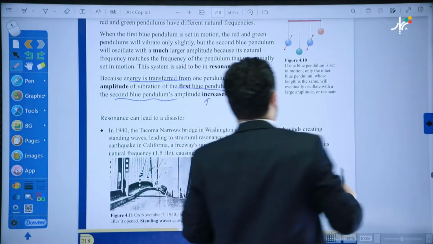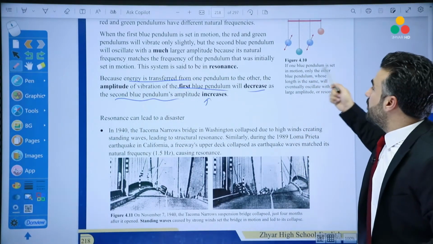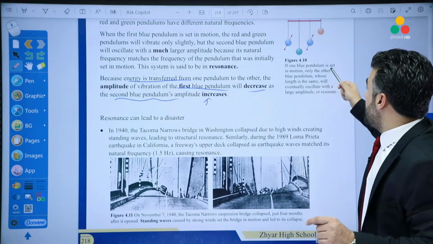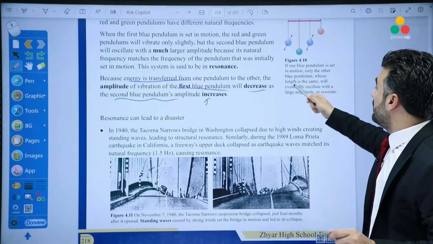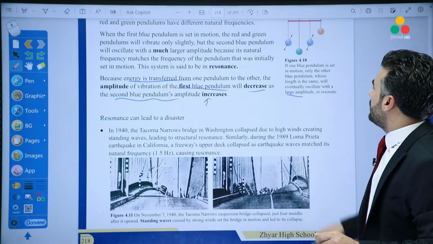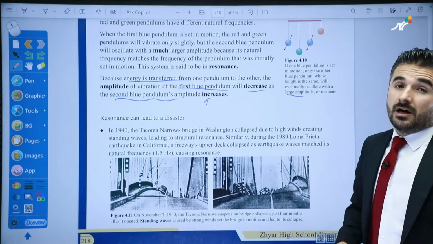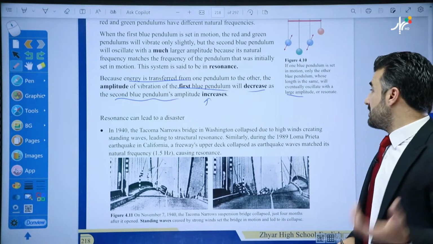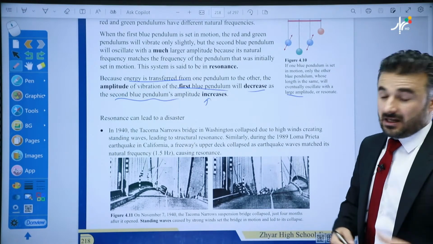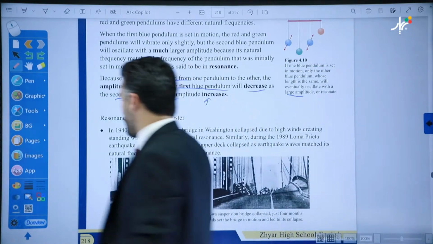And of course, there is more to this. If one of the pendulums is set in motion, only the other blue pendulums, whose length is the same, will eventually oscillate with a large amplitude. Once this happens, we can say this pendulum is resonating. That means it is in a state of resonance.